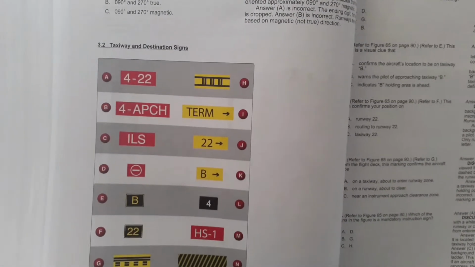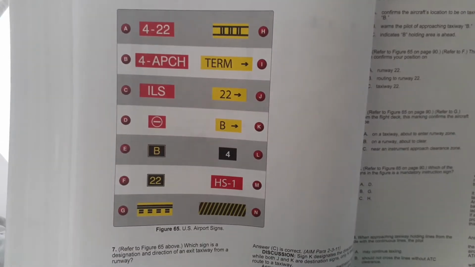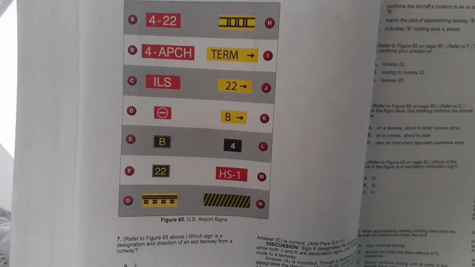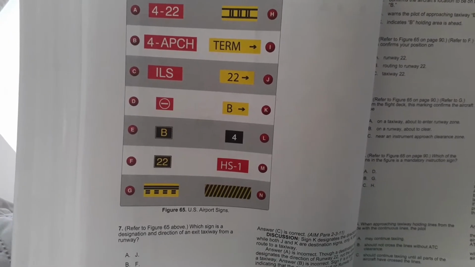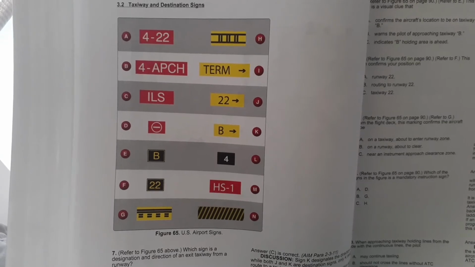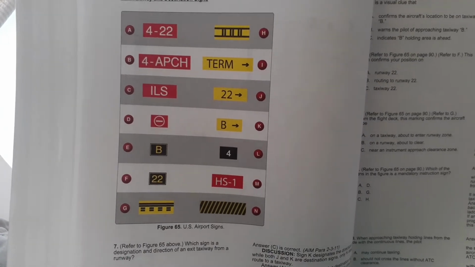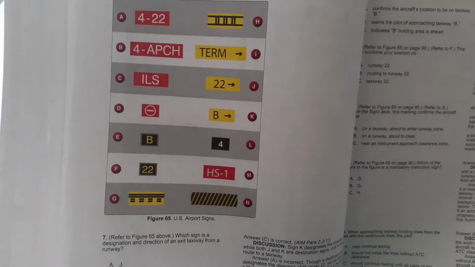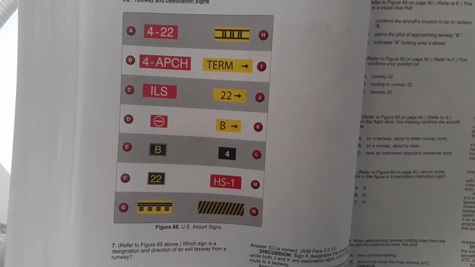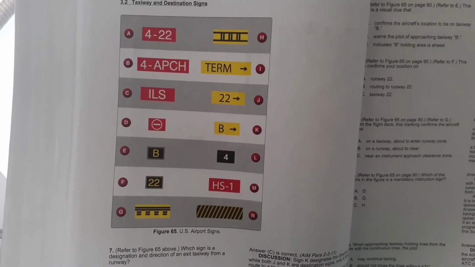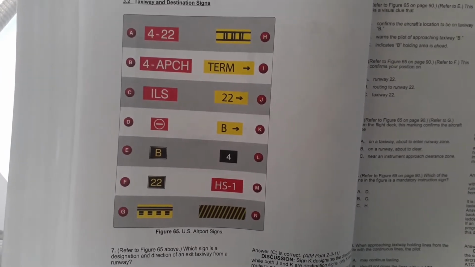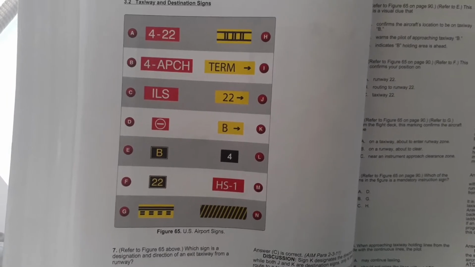Question 8. Refer to figure 65 on page 90. Which sign identifies where aircraft are prohibited from entering? A, D, B, G, or C, B? Question again. Which sign identifies where aircraft are prohibited from entering? The correct answer is A, the letter D.